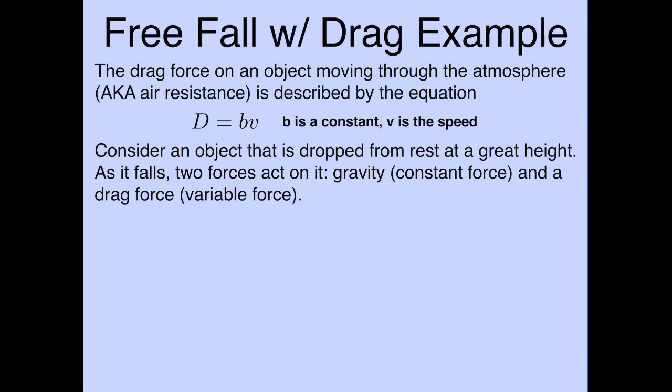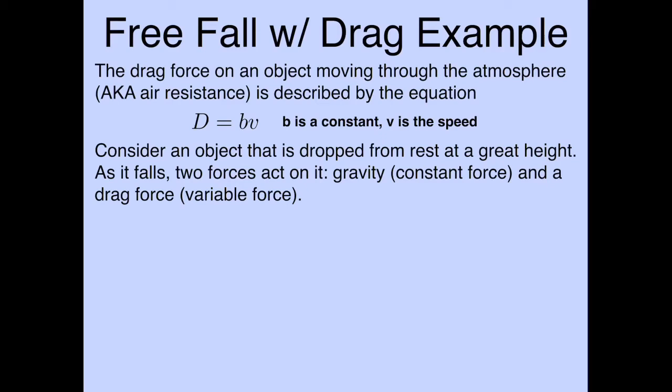Okay, so to give you a concrete example of what I was just talking about, having a variable force, let's look at the case of a free-falling object with a drag force acting on it. When we say drag force, for our purposes, that's the same thing as air resistance. So the idea is we're going to think about a falling object moving through the air, and we're not going to ignore air resistance. We're going to try to account for the air resistance this time.